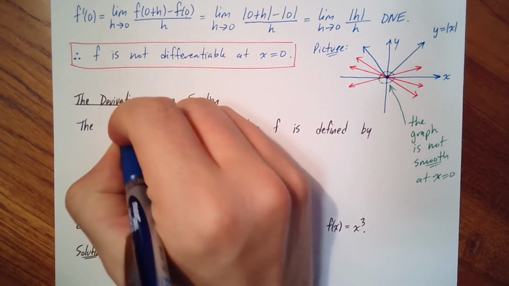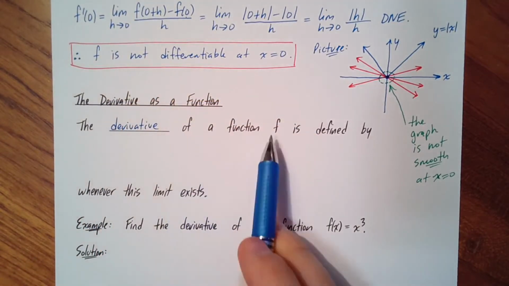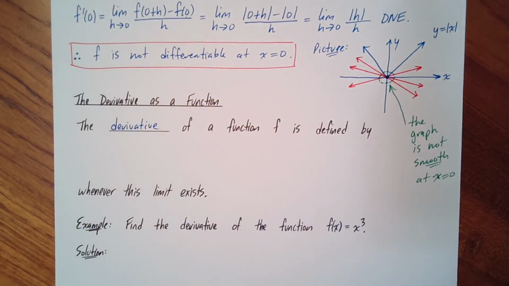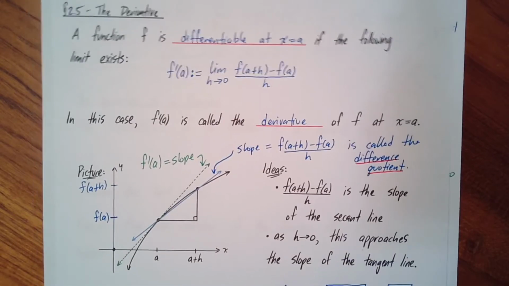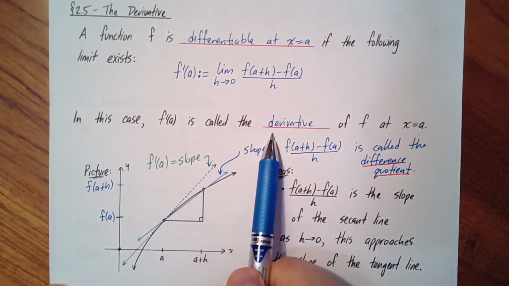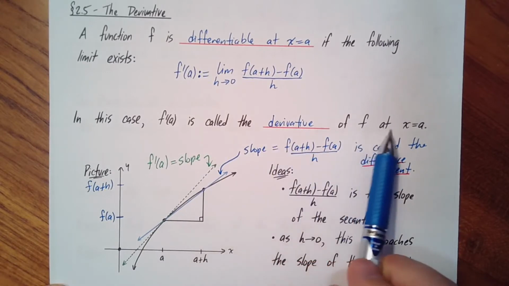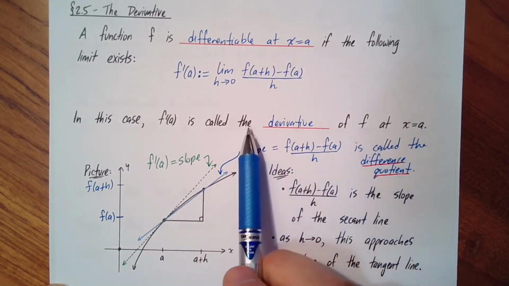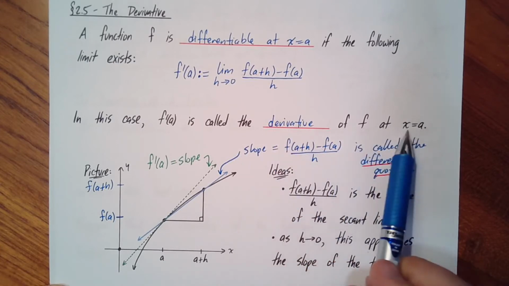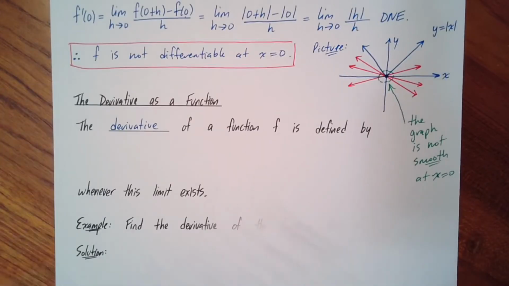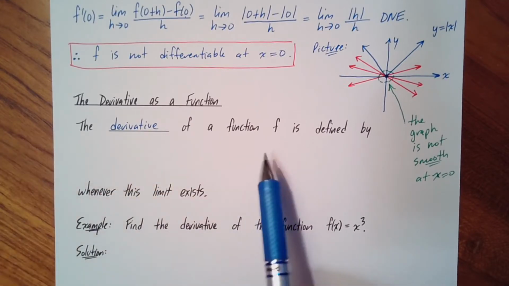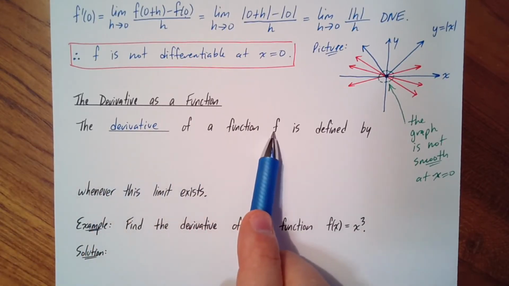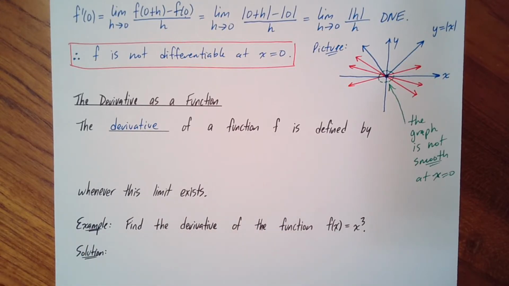So the derivative of a function f is defined by, and just before you object and say, didn't we already define the derivative? We kind of did at the beginning of this section, right? We defined the derivative of a function f, but this was at a particular point, right? We defined the derivative of a function f at a point x equals a. So this is a derivative at a point. But now we're talking about the derivative as a function. So it's just the derivative of f. And you don't need to add any more to that phrase to say what you mean. So we're talking about the derivative as a function. And here's how you define it.